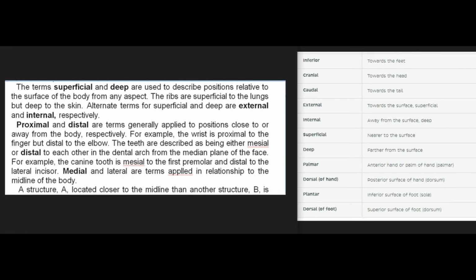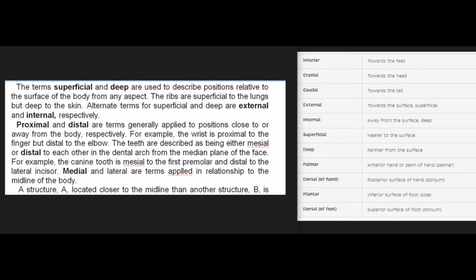The terms superficial and deep are used to describe positions relative to the surface of the body from any aspect. The ribs are superficial to the lungs but deep to the skin. Alternate terms for superficial and deep are external and internal, respectively. Proximal and distal are terms generally applied to positions close to or away from the body, respectively. For example, the wrist is proximal to the finger but distal to the elbow.